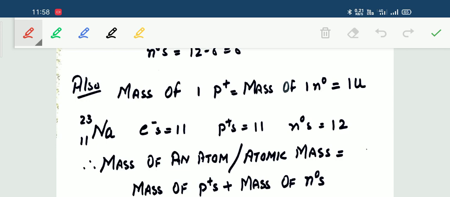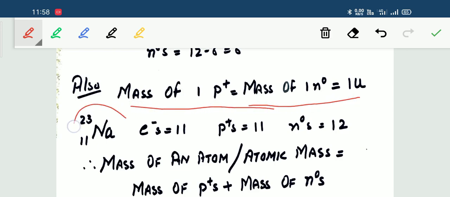Therefore, mass of an atom depends only on the mass of protons and mass of neutrons which are present inside the nucleus of an atom. In short, atomic mass, that is mass of an atom, is equal to sum of masses of protons and neutrons. Students, we have also studied that mass of one proton is equal to 1 u, that is the relative mass, and neutron is equivalent to proton in mass. Therefore, mass of one neutron will also be equal to 1 u.